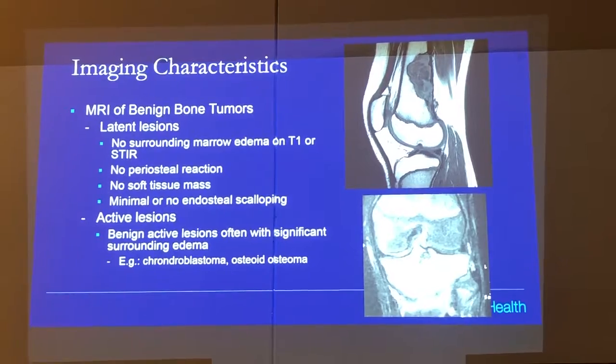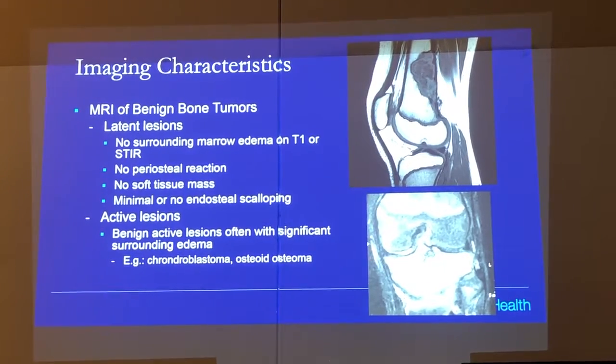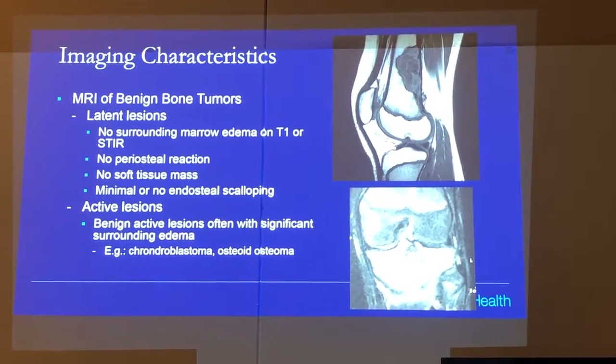Versus this one, this is a different MRI sequence, but looking straight on at the knee. So here's the end of the femur, and here's the top of the tibia.